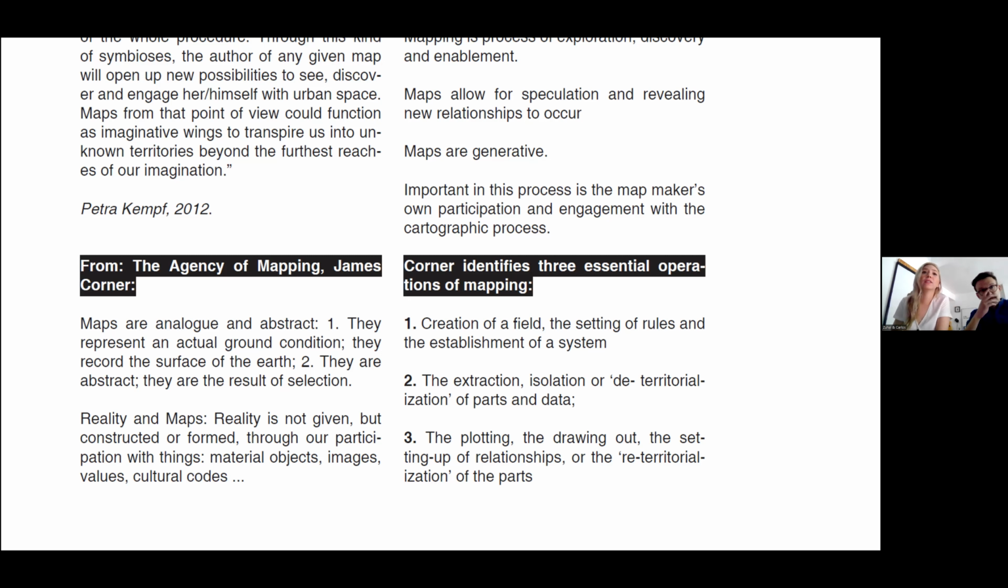And the third one is the plotting, the drawing out, setting up of relationships, re-territorialization of parts. So this is about, when you start researching and you have mapped those parts, and all of a sudden you zoom out and look at the map one more time, and you see that those things that you were thinking of as different parts suggest a connection in between. Okay, we will also see that later with an example.